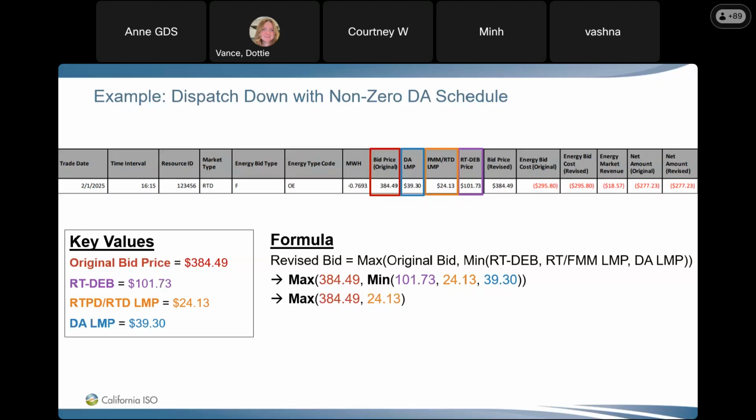And then we compare it to that original bid price and take the highest of the two, which is going to be a revised bid price of $384.49.